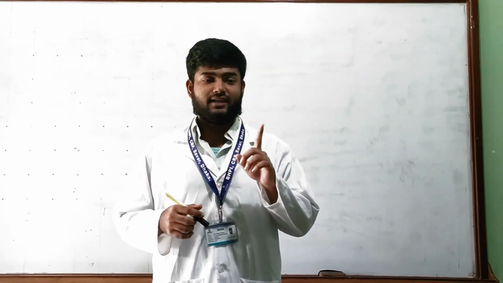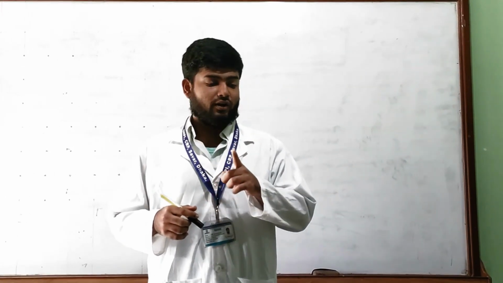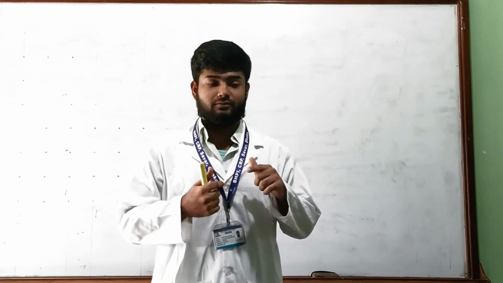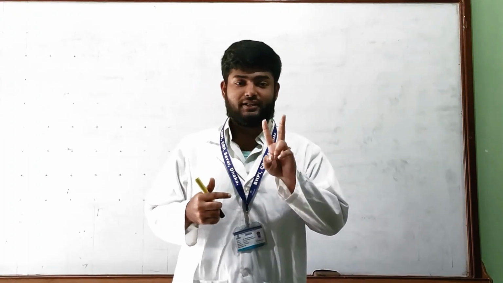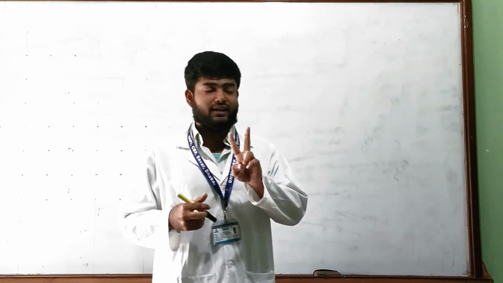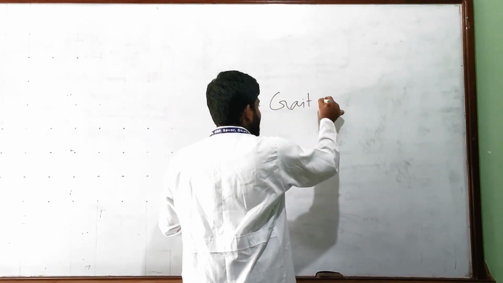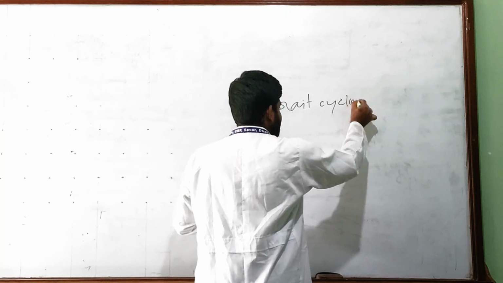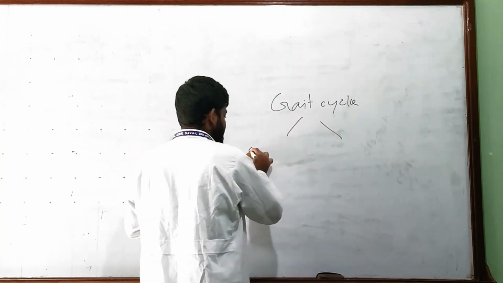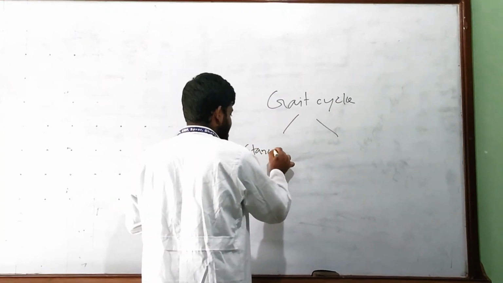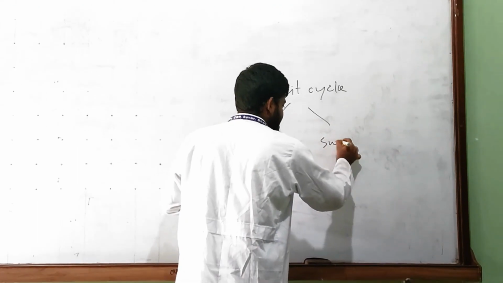Now first we have to know about gait cycle. What is gait cycle? Gait cycle is the cyclic pattern where we follow only one leg movement, and it contains two phases: stance and swing.